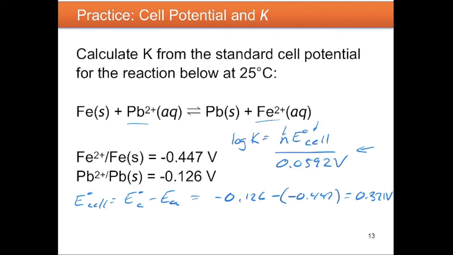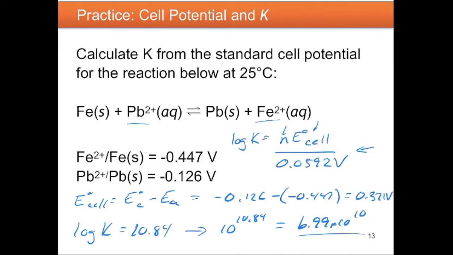So if we solve this equation, what we end up with is log K is going to equal 10.84. That's log K. We have to figure out what K is, so we have to take the inverse log of that number. So that's going to be 10 to the power of 10.84, and that's going to equal 6.99 times 10 to the 10. So a really, really big equilibrium constant, and that's what you're going to see with these types of voltaic cells. Equilibrium constants that are very large because they are very, very product favored.